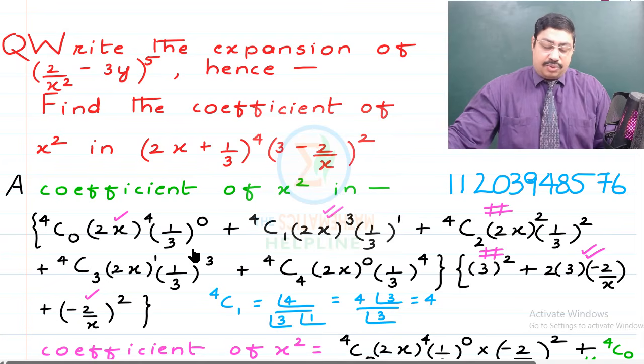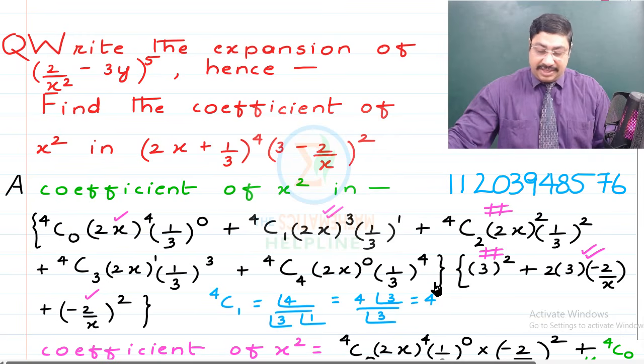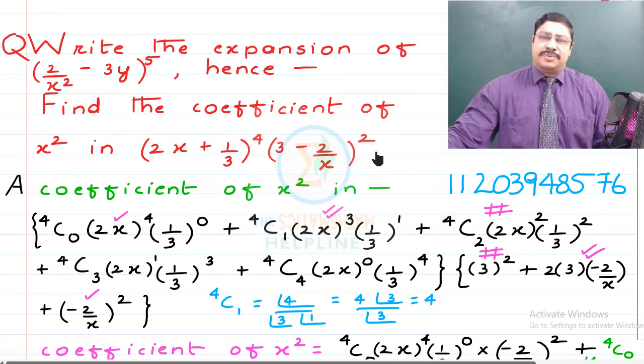Okay, so what we do is we expand the first in accordance with the rule that we've discussed. Then we expand the second one, which is pretty simple, which is a minus b whole square, which becomes equal to a square minus 2ab plus b square.